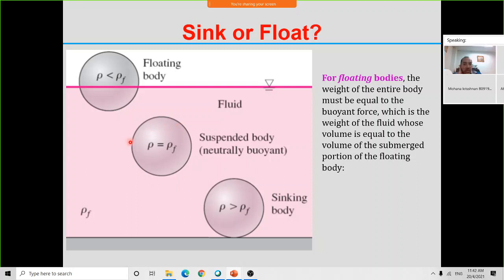To compare whether an object will sink or float, we can use the density of the object. If the density is less than the fluid, then it will float. If it is equal to the fluid, it will be a suspended body. But the sinking case is when the density is much higher than the fluid.